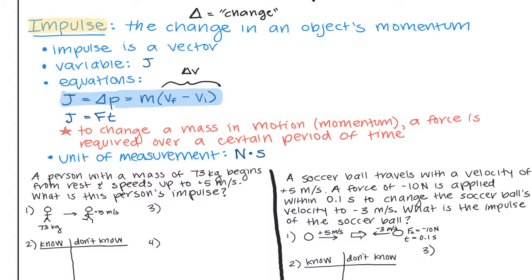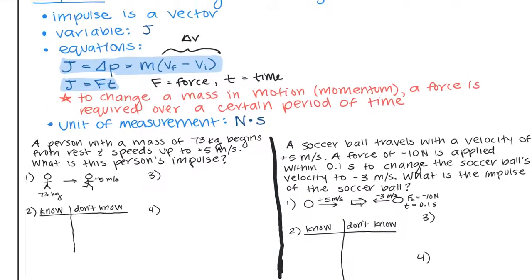There we go. All right, another equation that we can actually use to calculate impulse is J equals F times T. So you should be familiar with these variables. F is the force acting on that object, and T is the amount of time it takes for that force to act on the object. So F times T is equal to impulse as well.